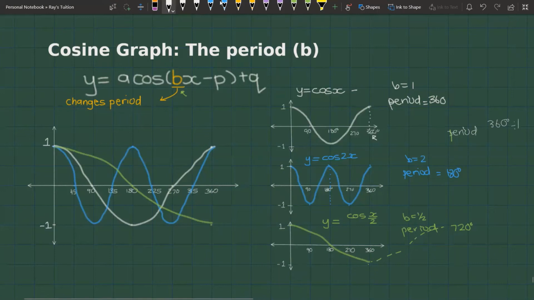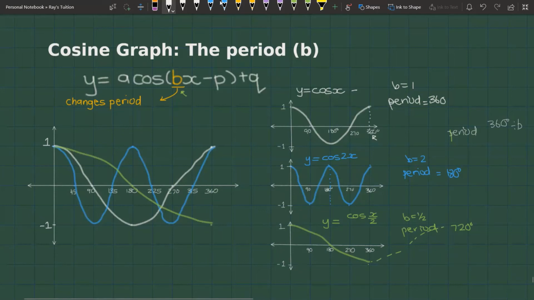we divide it by our b value. So in the first case, it's 360 degrees divided by 1, which gives us 360 degrees. In the second case, it's 360 degrees divided by 2, which gives us 180 degrees. And in the third case, it's 360 degrees divided by a half, which is 720.